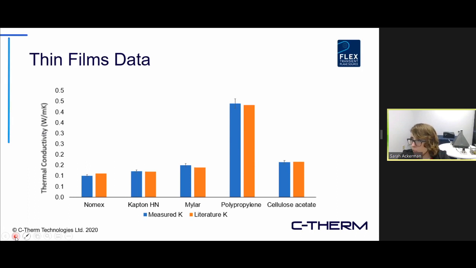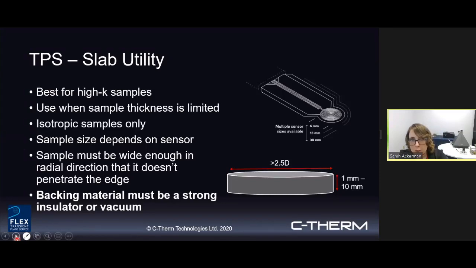Here's some practical data that was collected on these kinds of materials. So you can see here, we've got Nomex, Kapton, Mylar, polypropylene, and cellulose acetate, all those materials that are tested using this method. So with TPS, with this style of sensor, there are several different algorithms. I've showed you the thin films algorithm that can be used with it.